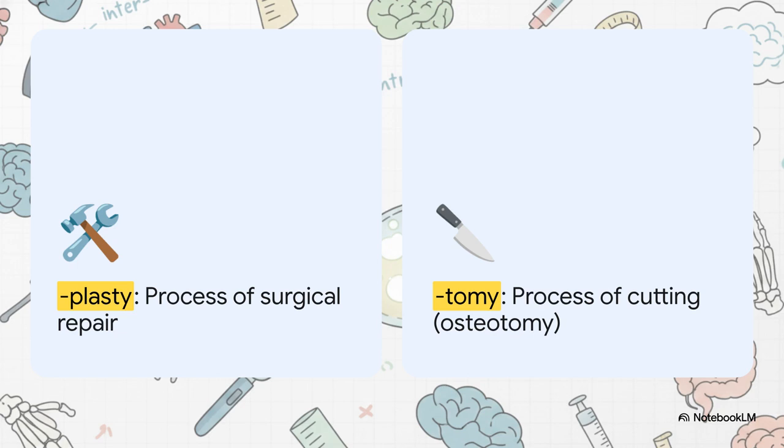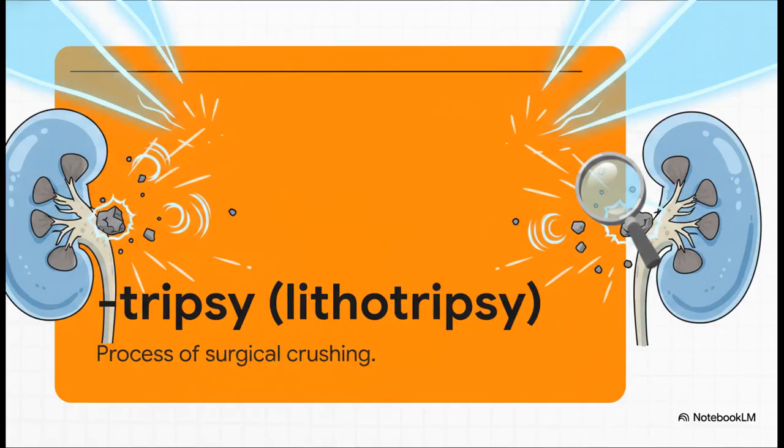Also, remember our word-building rules. Because plasty starts with a consonant, if we have a word root like arthro, we keep the O to join them together, arthroplasty. Okay, this next one packs a serious punch, tripsy. This suffix strictly means the process of surgical crushing. Really emphasize that crushing action in your mind. Look at the term lithotripsy. Litho relates to stone. So lithotripsy is the process of surgically crushing a stone, just like kidney stones being broken apart so they can pass.